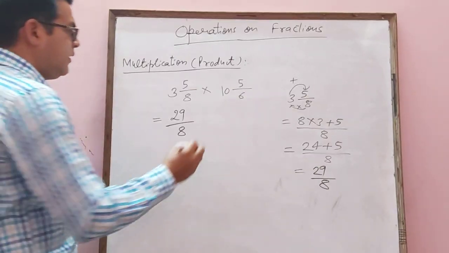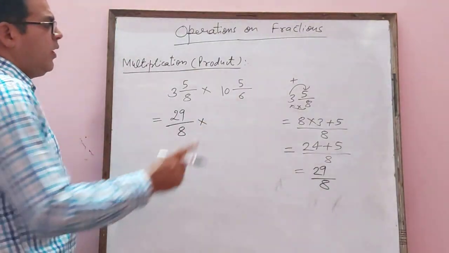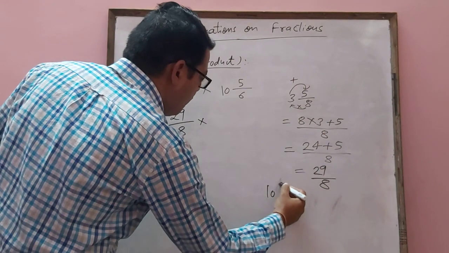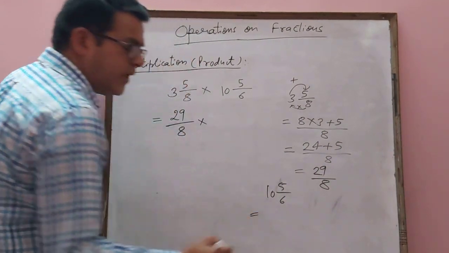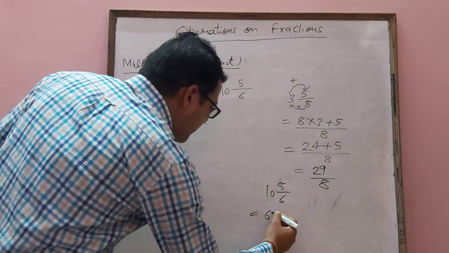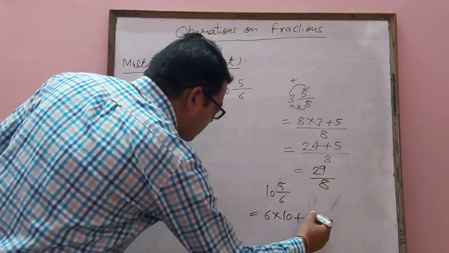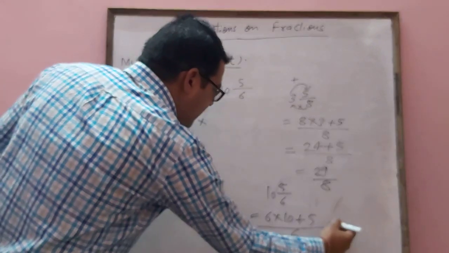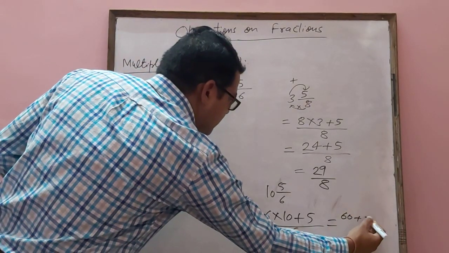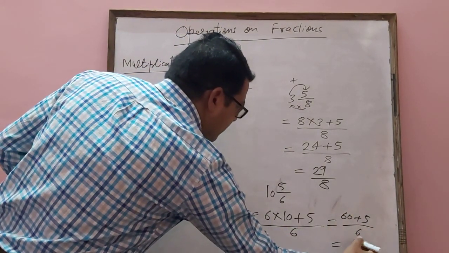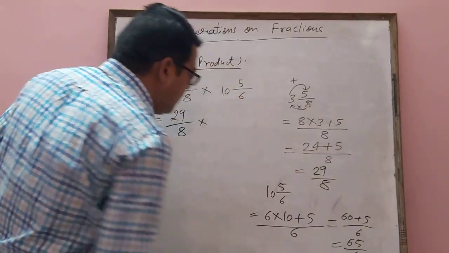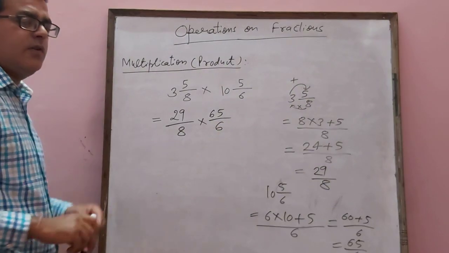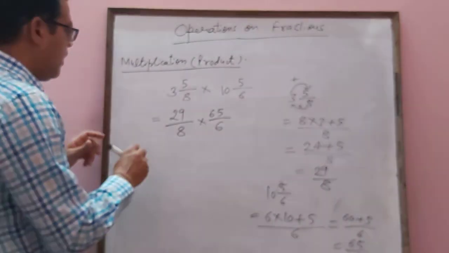Got it? Then now 10 whole 5 by 6. Again we have to convert it. So 6 into 10 plus 5, divided by 6. So 10 into 6 is 60 plus 5 by 6, which means 65 by 6. So we can write here 65 by 6. Got it?